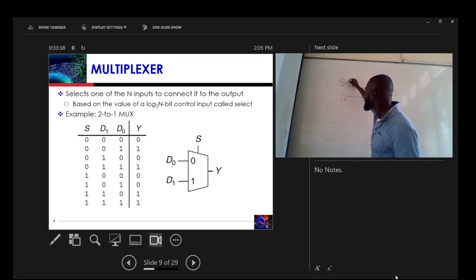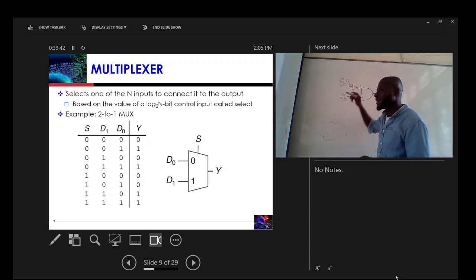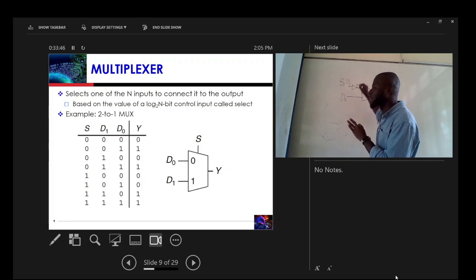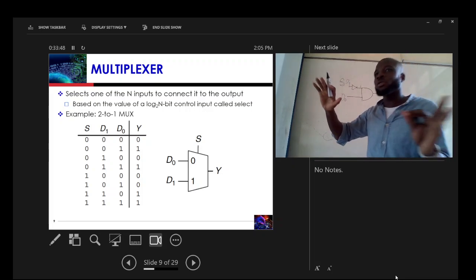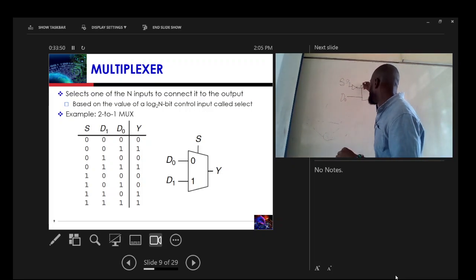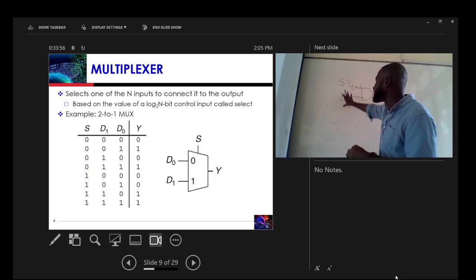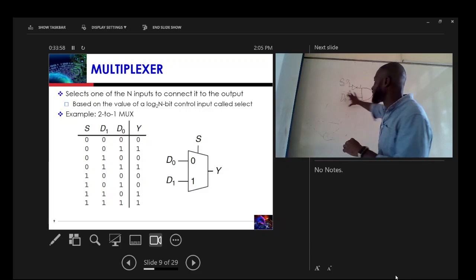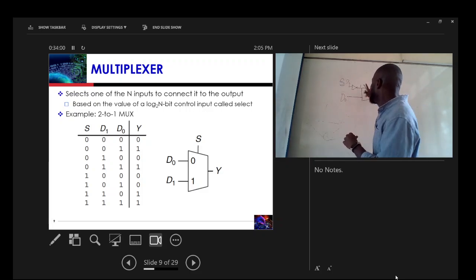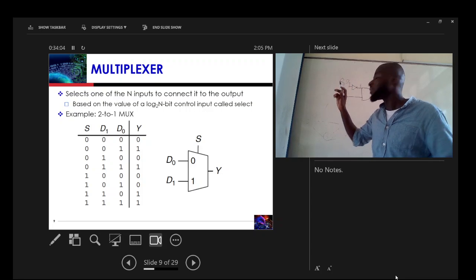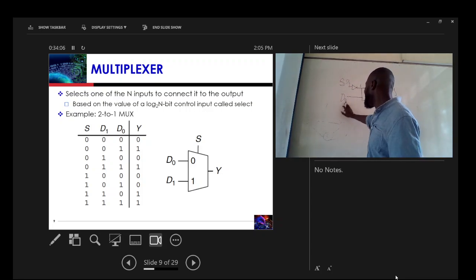If this S is 0, here becomes 1. For an AND gate, when one of the inputs is 1, the output directly depends on the other input. So because here is 1, the output is whatever value this is. So D0 has been routed through. If D0 is 1, here will be 1. If D0 is 0, here will be 0, just because here is a 1. Understood? Do you understand?